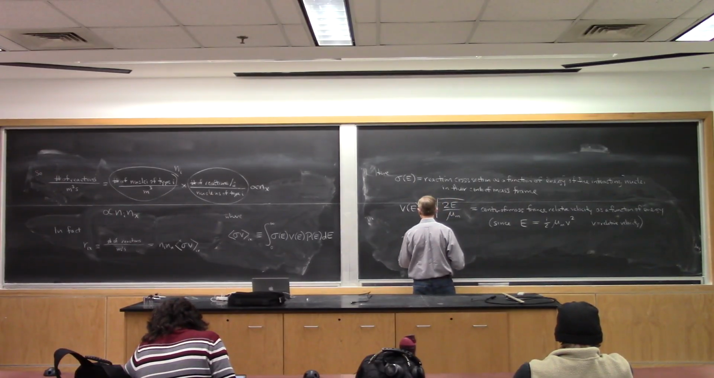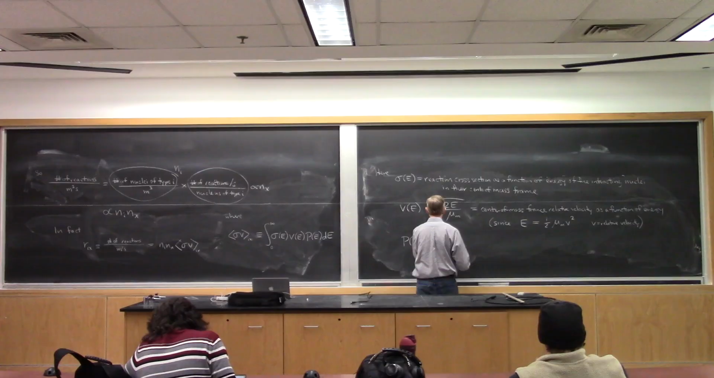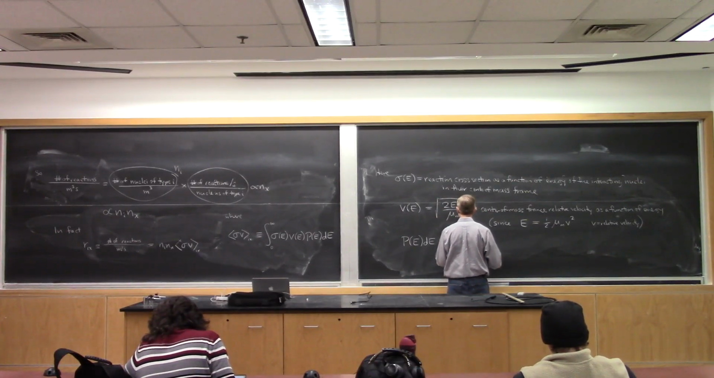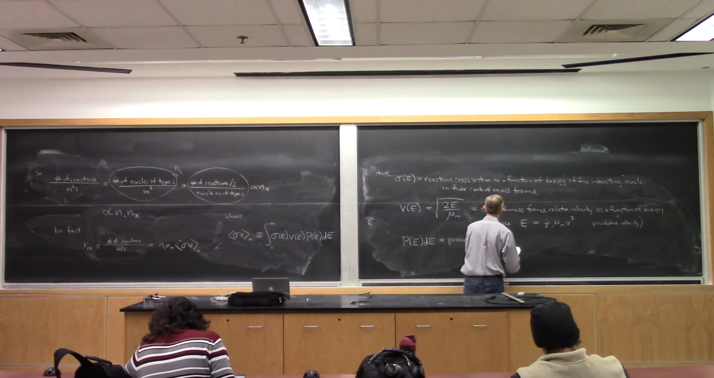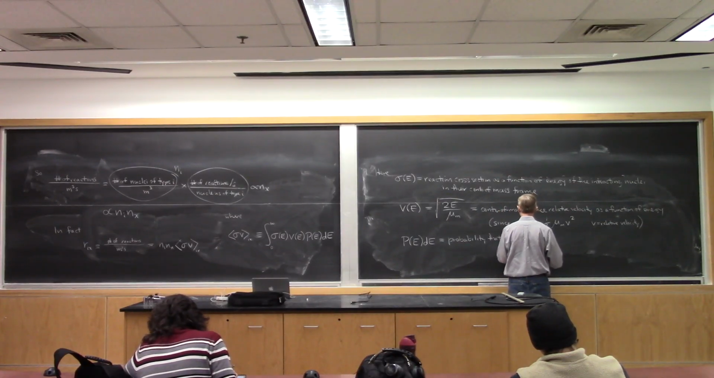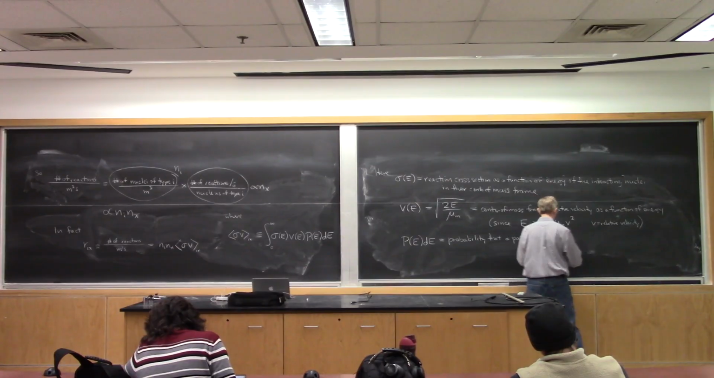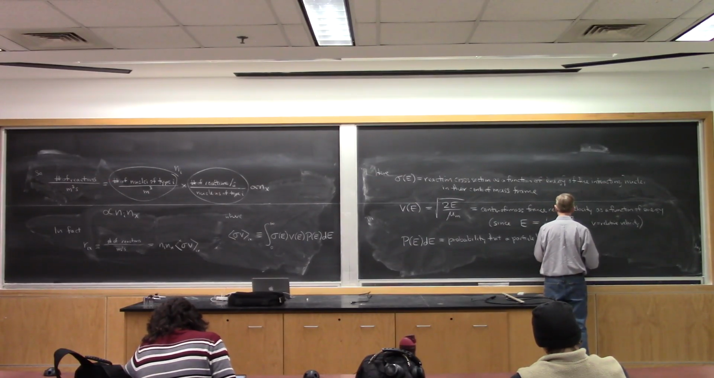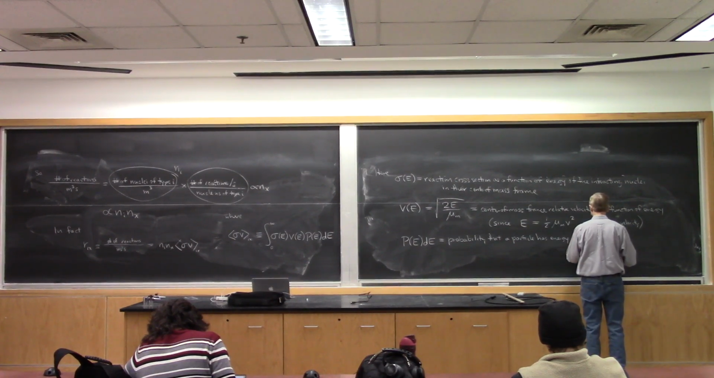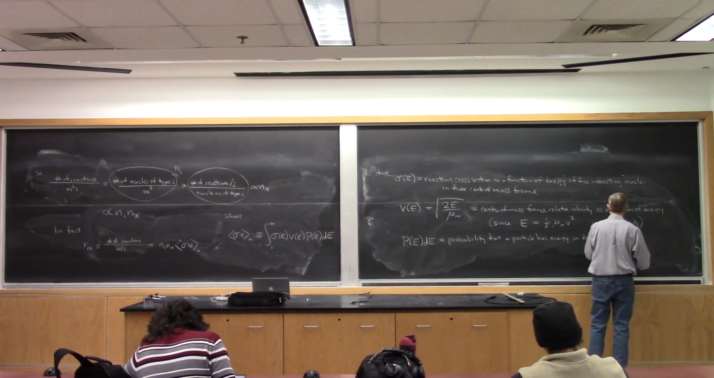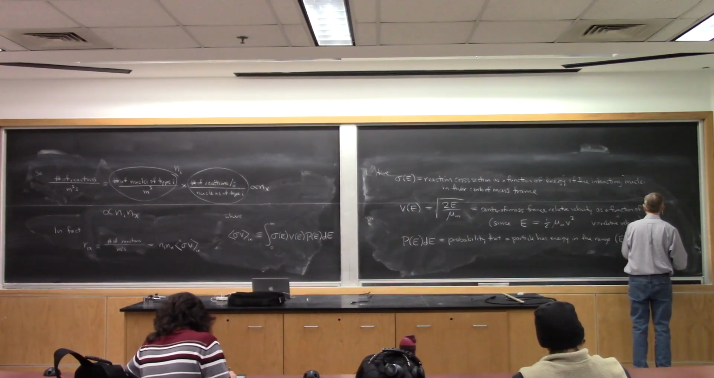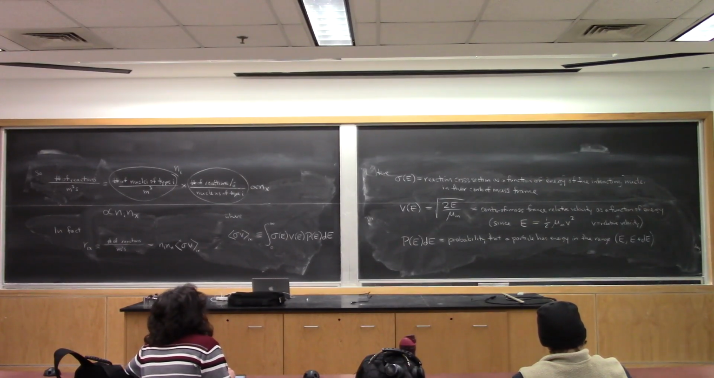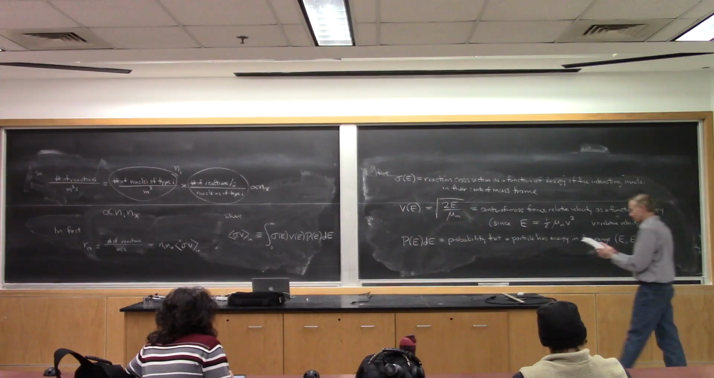And then P of E dE is the probability that a particle has energy in the range from E to E plus dE, which we'll write as the interval E comma E plus dE, a narrow range of energies between E and E plus dE, according to the Maxwell-Boltzmann distribution.